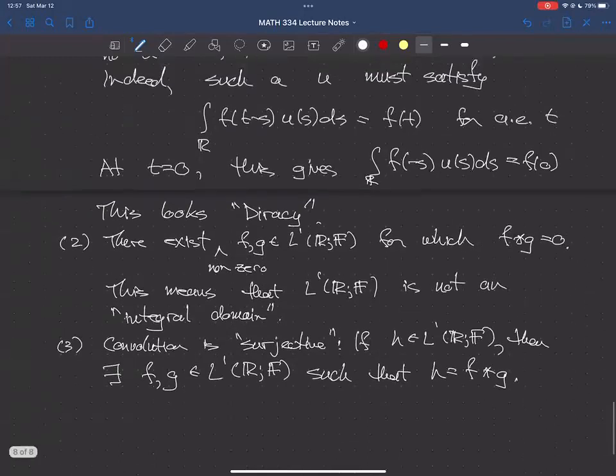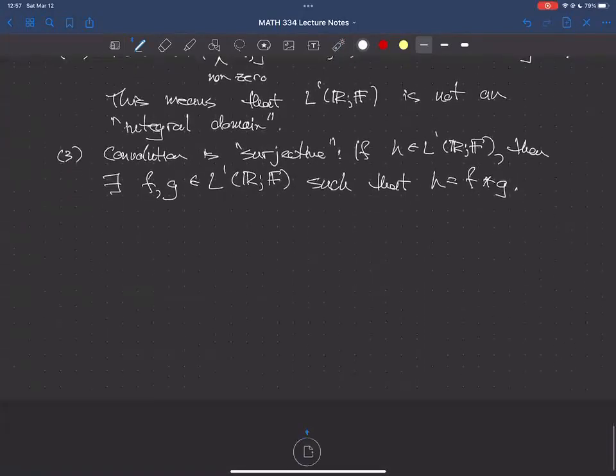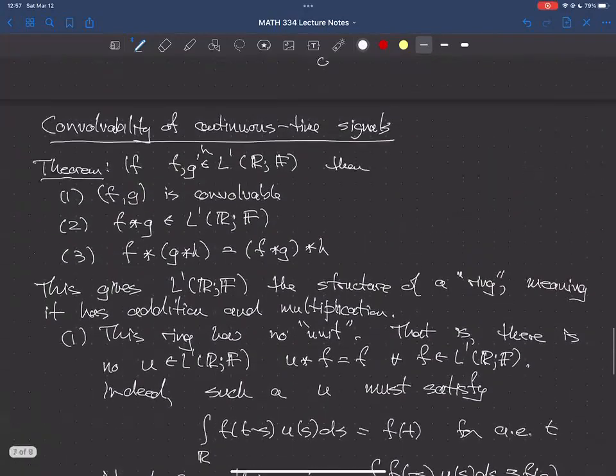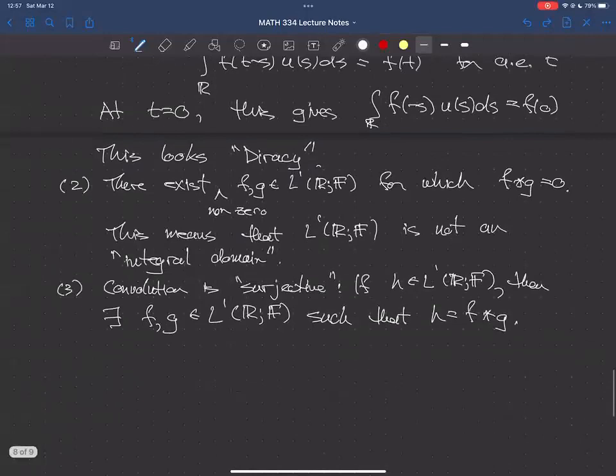All right, so that is one important class of convolvable signals, L1. Here's another important class, and this one's going to be very tightly related to this observation here.